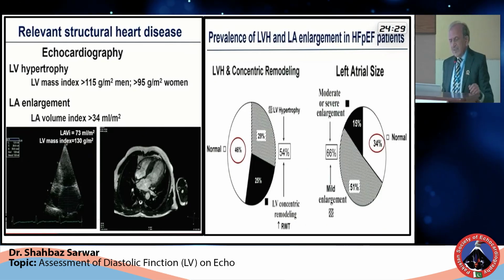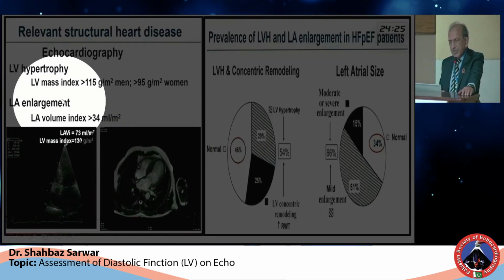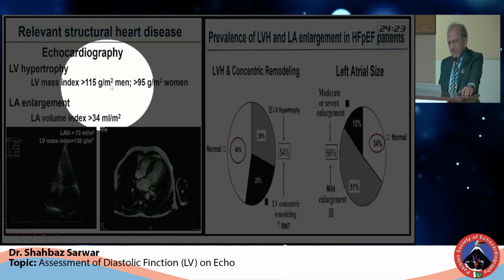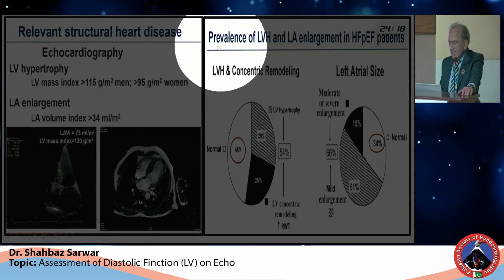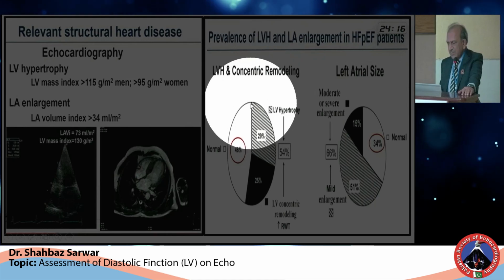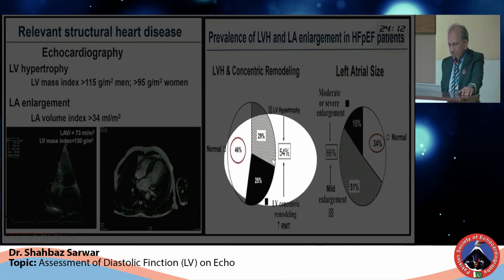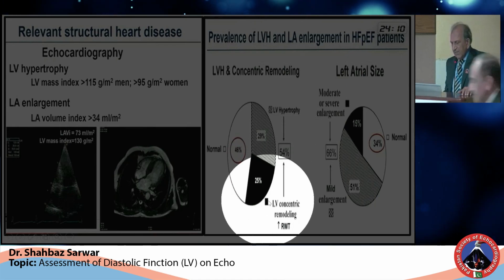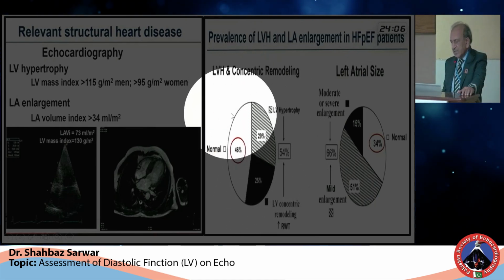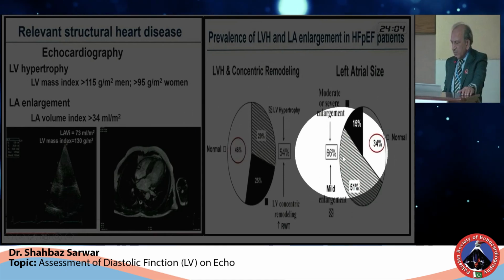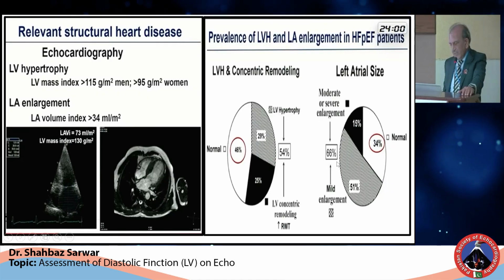Then there are other things which we need to know. That is the LV hypertrophy. We have to look for the LV mass index. We have to look for the LA volume index. And we have to see what is the prevalence. You see that LV hypertrophy is about 30% and LV concentric remodeling is about 25% in HFpEF patients. Similarly, more than half of the patients with HFpEF have abnormal LA volume index.